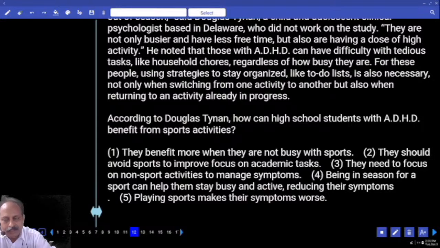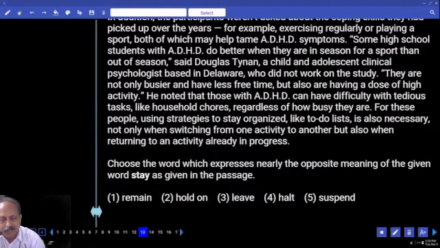According to Douglas Tynan, how can high school students with ADHD benefit from sports activities? They benefit more when they are not busy with sports. They should avoid sports. No. They need to focus on non-sport activities. Being in season for a sport can help them stay busy and active, reducing their symptoms, right or wrong? Answer is the fourth option. They have to engage themselves, that is the basic idea. And what is this opposite? What is the word given? Stay. Stay means remain, hold on, and halt, suspend. So what is opposite?